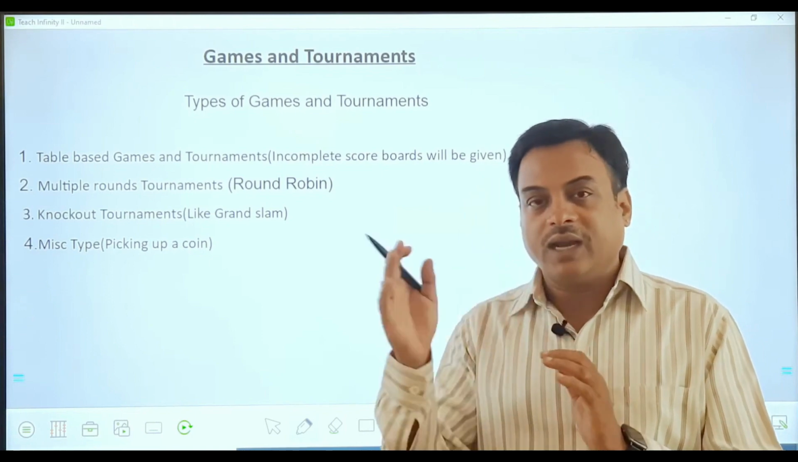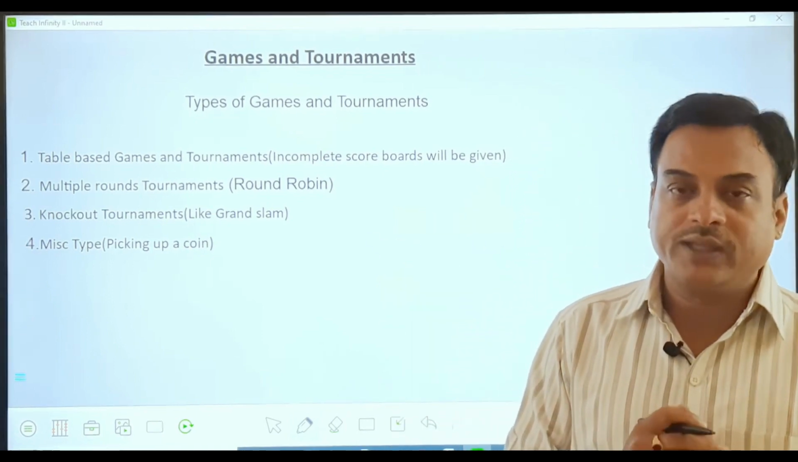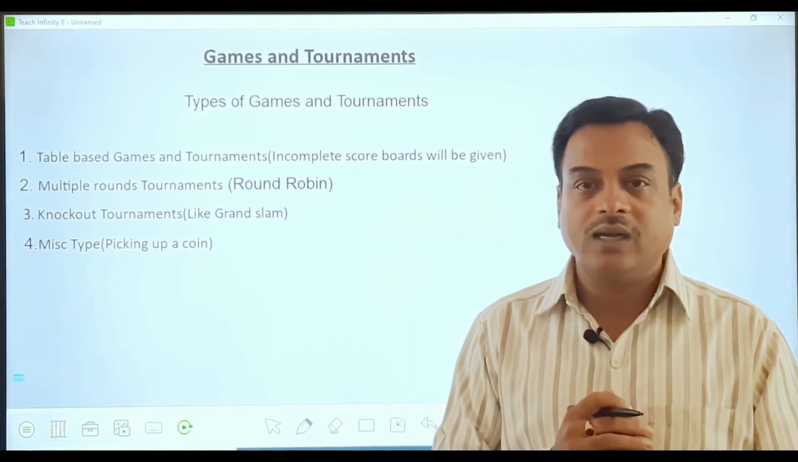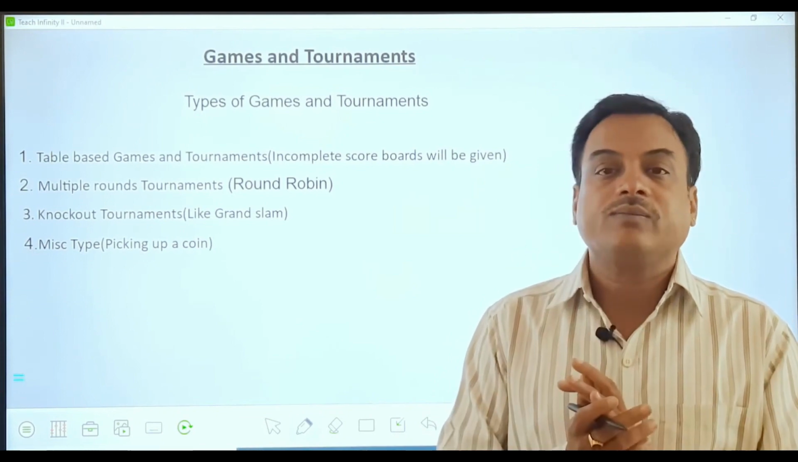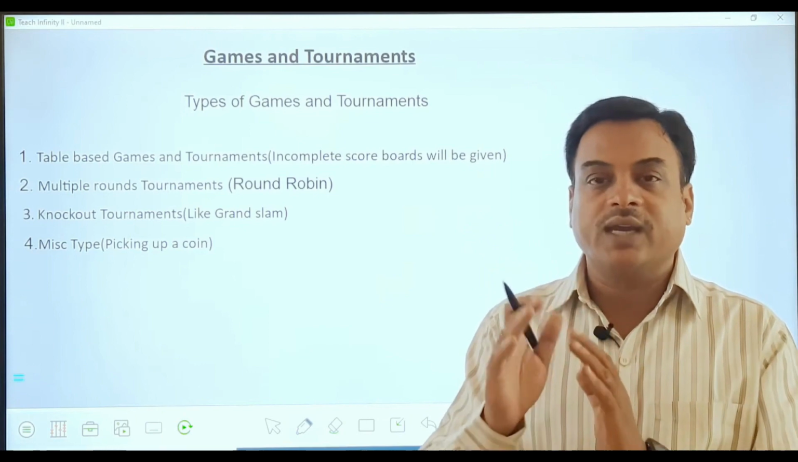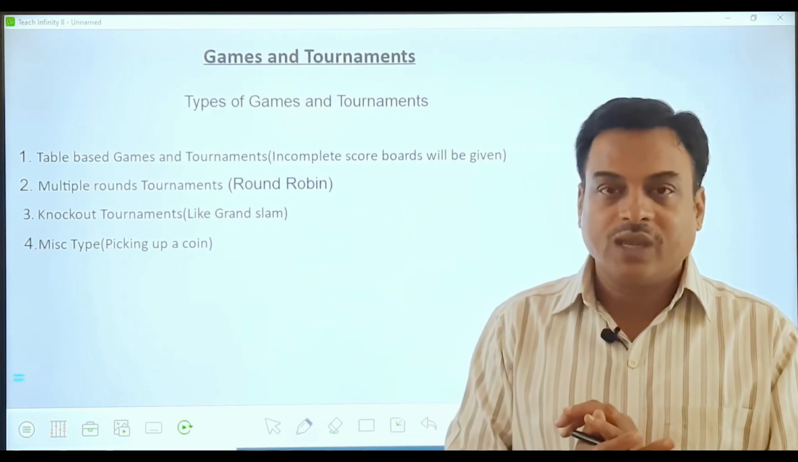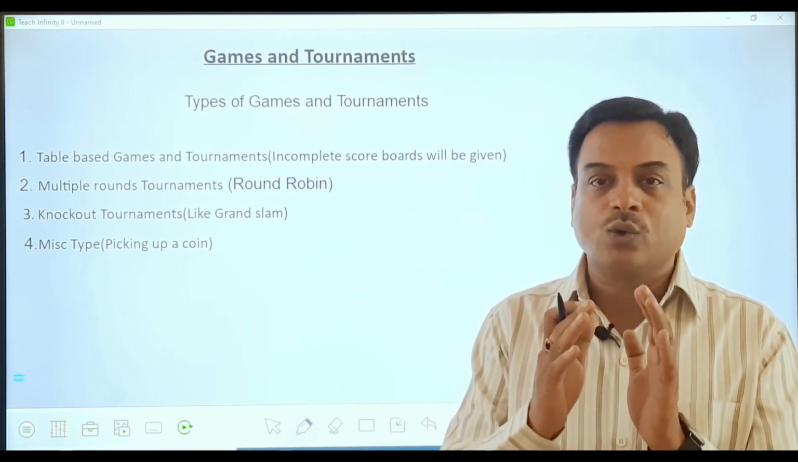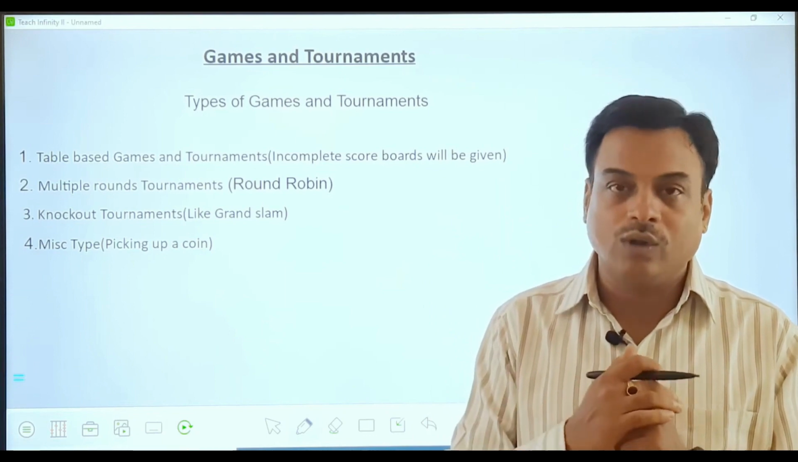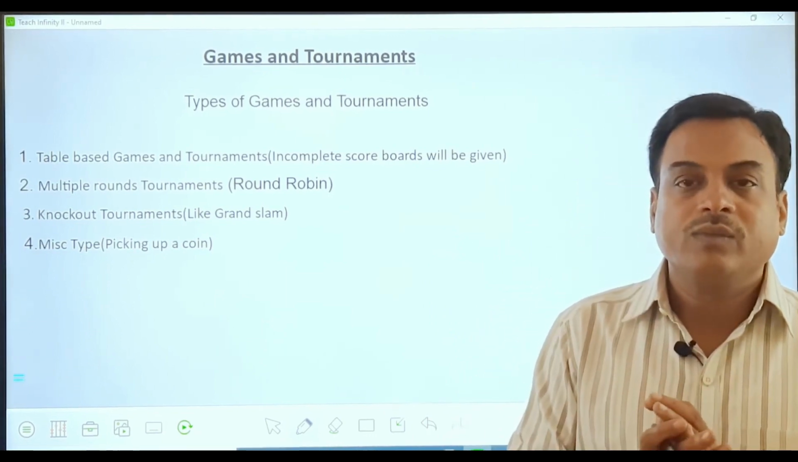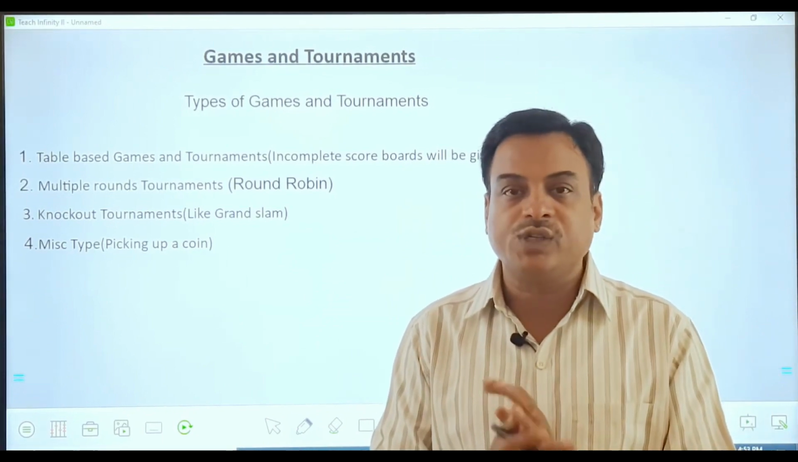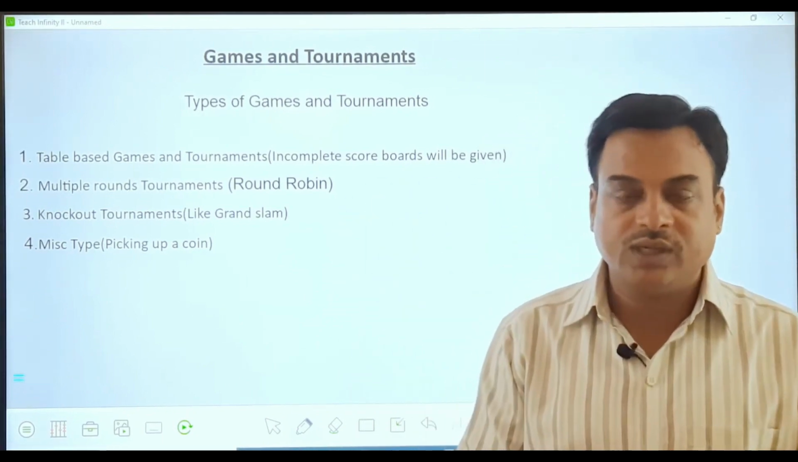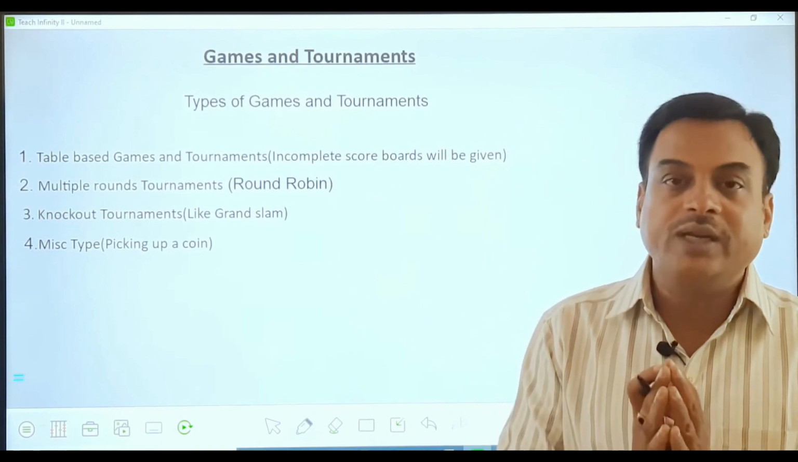What are the main headings of the board or the table? The main headings are number of wins, number of losses, number of points scored against all other teams, and number of points scored against you, along with total points on the basis of which you will be qualifying for the next round. But the table is not complete.